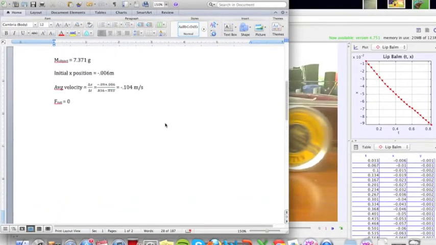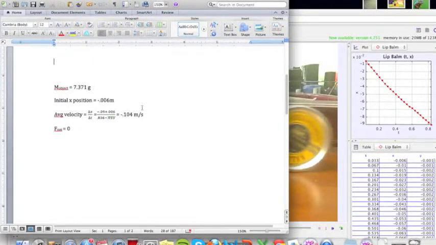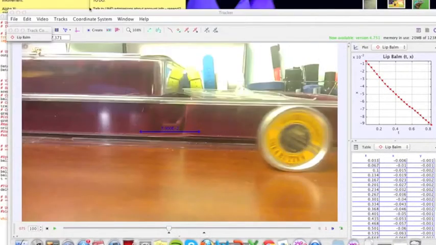We need certain pieces of information to be able to construct our computer simulation. We need the mass of the object, which is 7.4 grams. We need the initial X position, 9.006 meters, and we need the average velocity, which you can see I calculated, and it's going to end up being about negative 0.104 meters per second, which makes sense because the chapstick's not going very far. It's going to be a very low velocity, and it's moving in the negative X direction, so the velocity is going to be negative. So our net force again is 0. So then we'll go to Python.